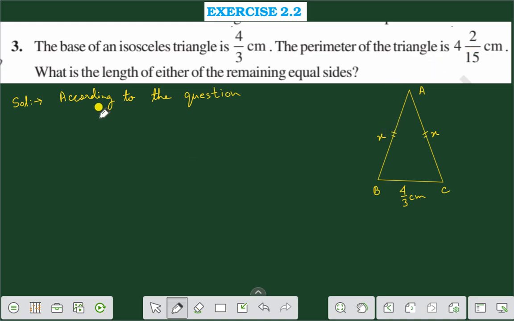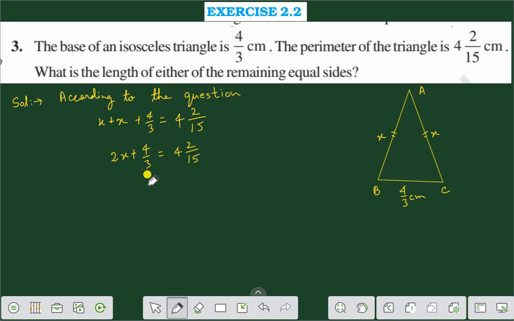Therefore, perimeter is x plus x plus 4/3, this side plus this side plus this side, that is the sum of all the sides, and the perimeter is given as 4 whole 2/15. From this equation you have to find the value of x. x plus x is 2x, plus 4/3, is equal to 4 whole 2/15.